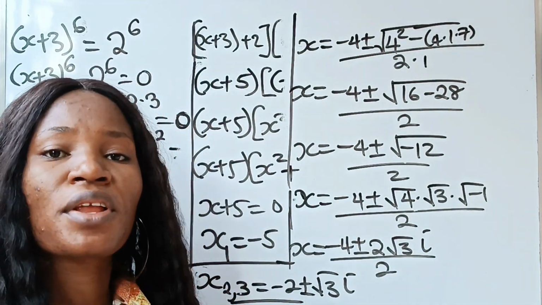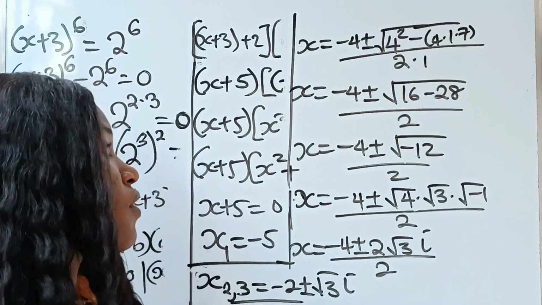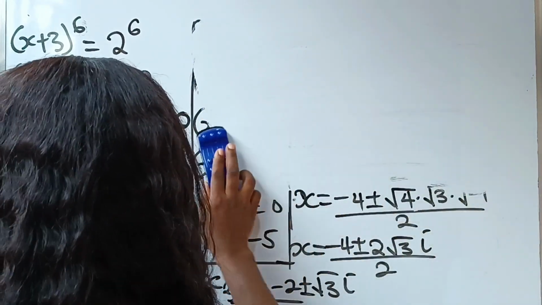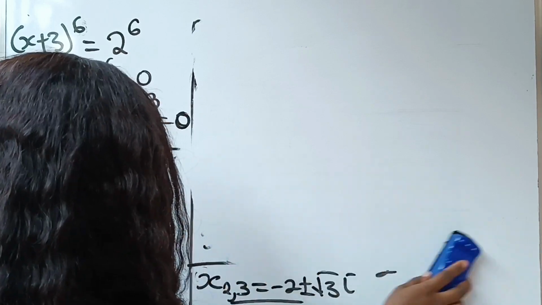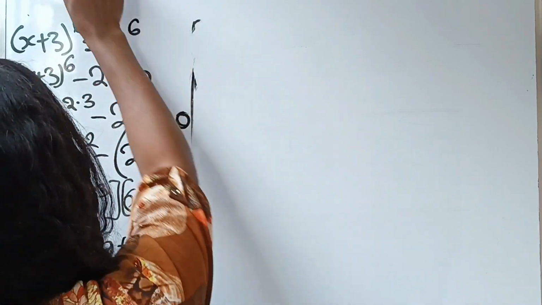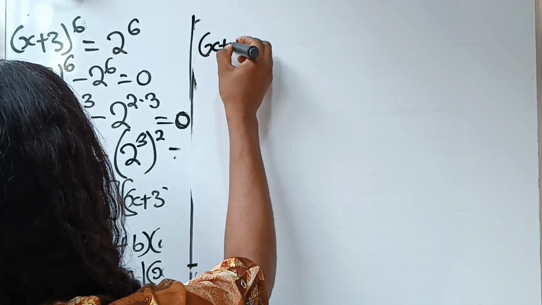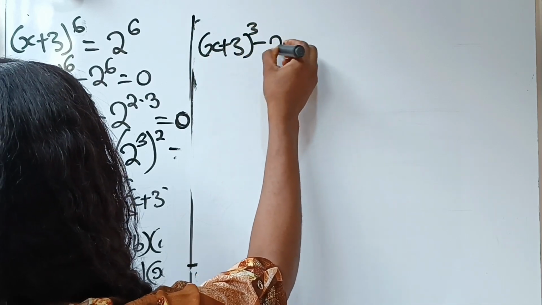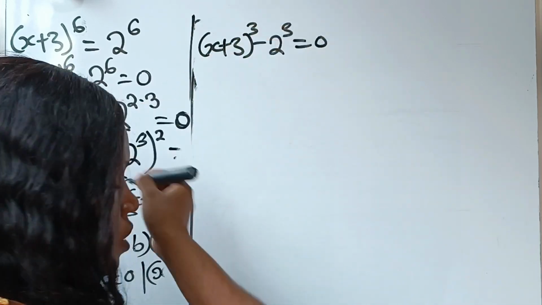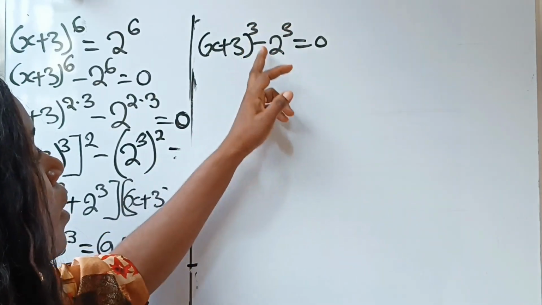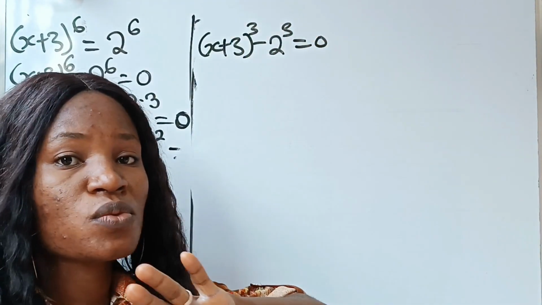Now let's solve for the fourth, the fifth, and the sixth value, which is very easy to find. Recall that we just opened one bracket. We opened one bracket, so we are now left with this one, x plus 3 raised to the power of 3 minus 2 to the power of 3 is equal to 0. The one we've been solving is just x plus 3 to the power of 3 plus 2 to the power of 3. That's what we solved.